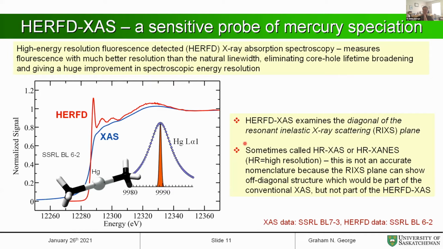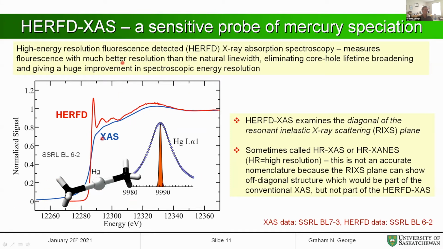Now I want to talk a little bit about HERFD results. HERFD is a very cute technique that's available at SSRL. It used to be based on beamline 6-2, but the beamline 15-2 has recently been commissioned, and all of that has been moved over there. HERFD gives you a chance to overcome the core hole lifetime broadening of the primary photoexcitation event in X-ray absorption spectroscopy. So here's XAS here in blue.